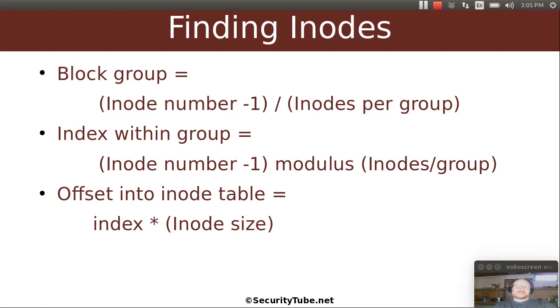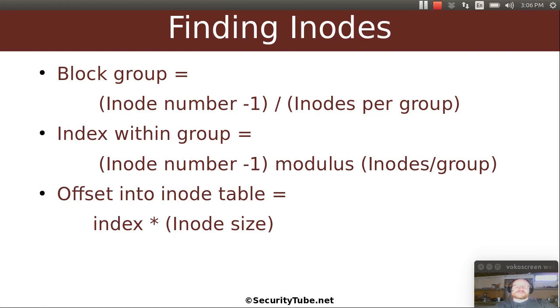Now, why do we subtract 1? We subtract 1 because inode 0 is undefined. We start our numbering at 1, and that makes the math a little bit weird, but if you want to see weird, you should deal with Microsoft file systems, and you'll see that they have all kinds of weirdness where sometimes things start with 1, sometimes 0, sometimes 2.